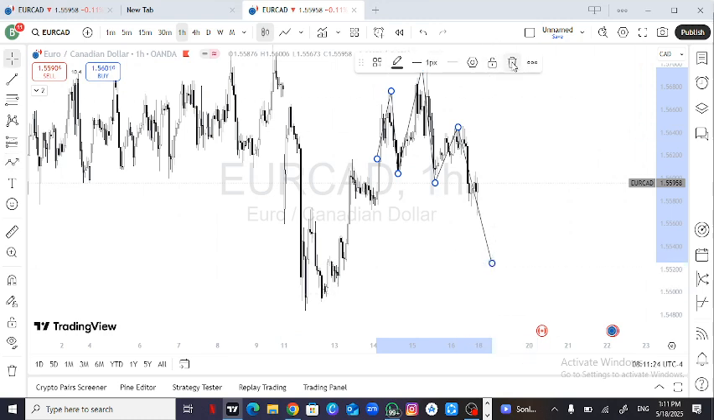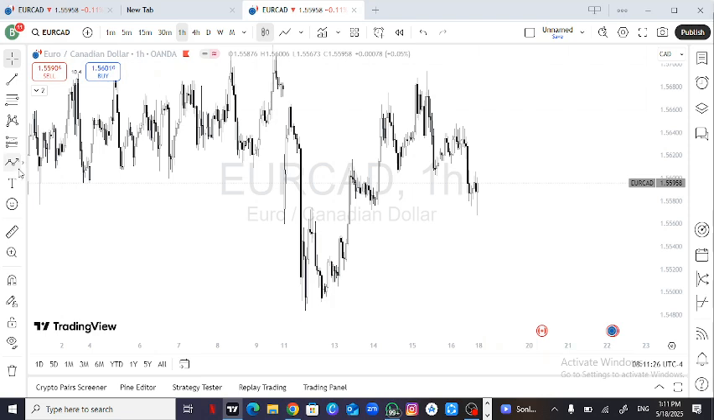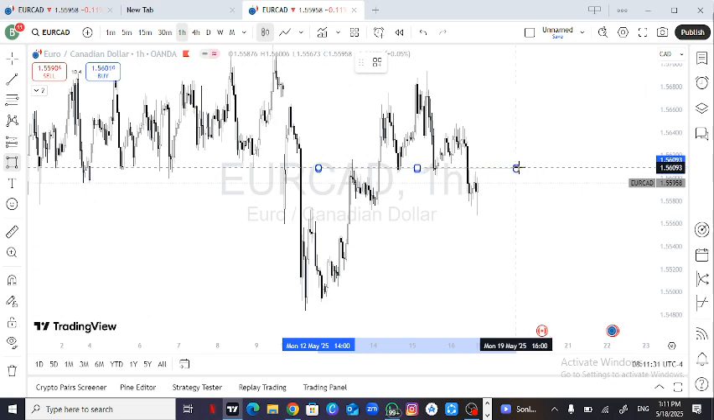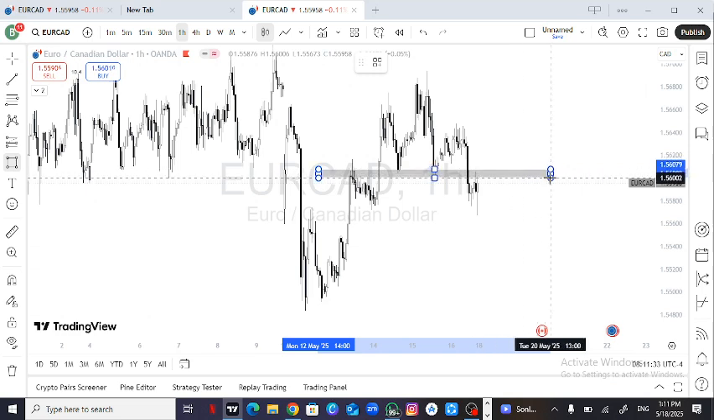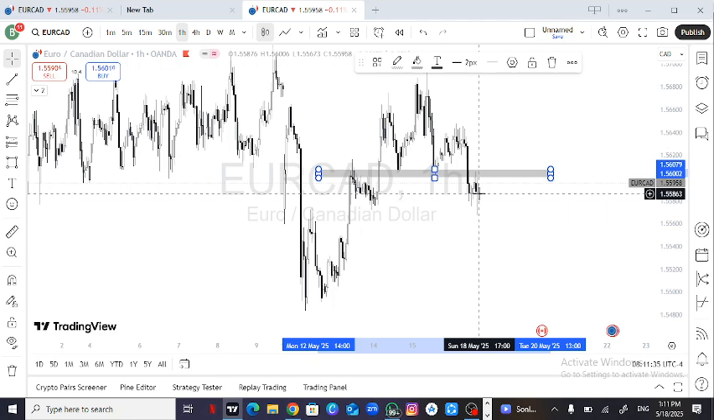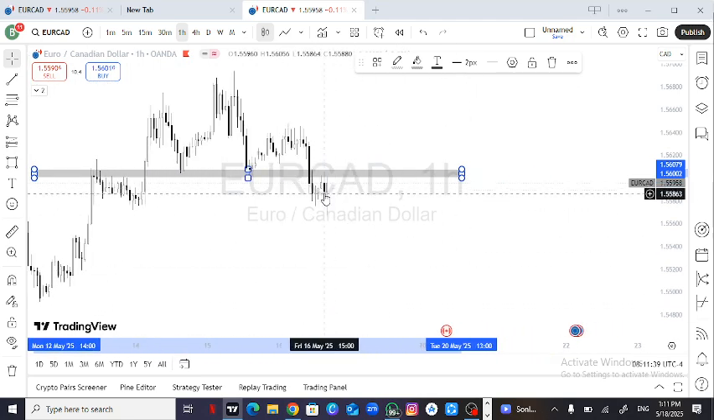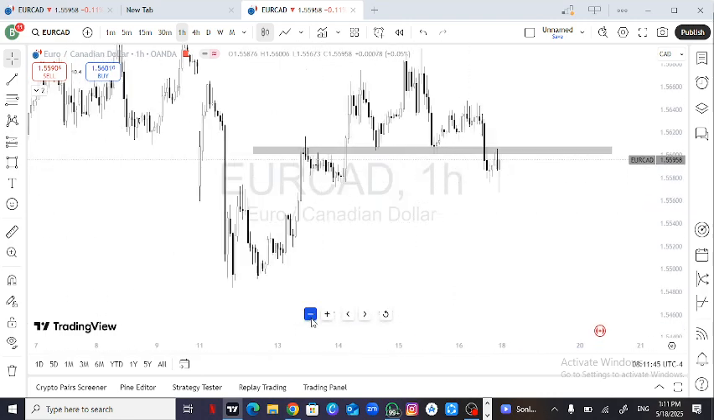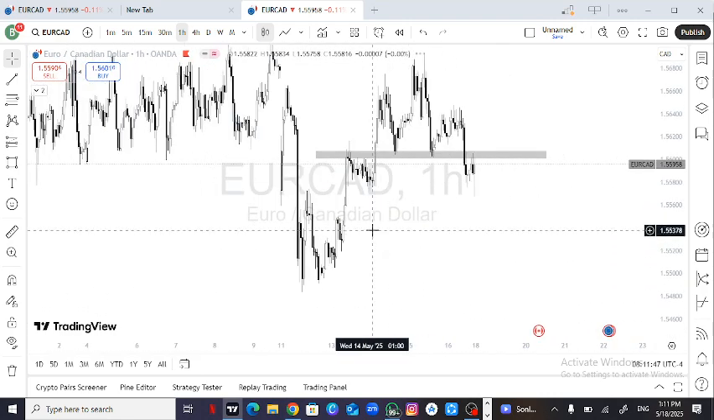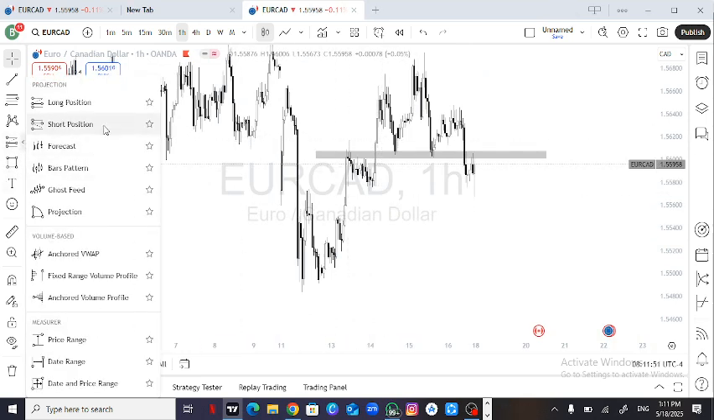So what I'm going to do here is put my zone, which is this first zone, then wait for market to retest. At this point we're already seeing a bearish candlestick confirmation indicating sell. So when market opens on Monday, we'll look for more confirmation first before entry. We don't just enter like that.